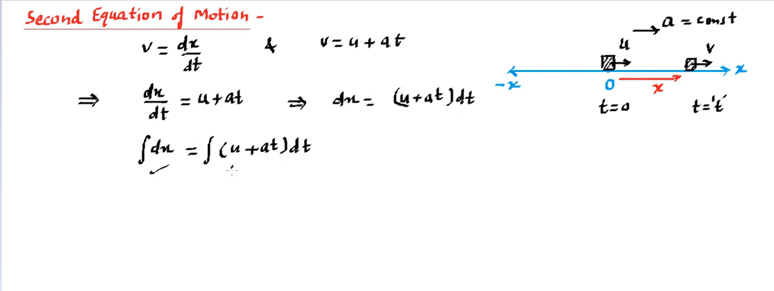Here we need to think about the limits. Here the limit has to be of x. So initially x starts from 0. So we will say it starts from 0 and it goes to position x. So the final position is x. Similarly, think about the time. Time starts from 0, it goes to time t. So this is any time t, this is any position x. So we will get the relation of position over the time.